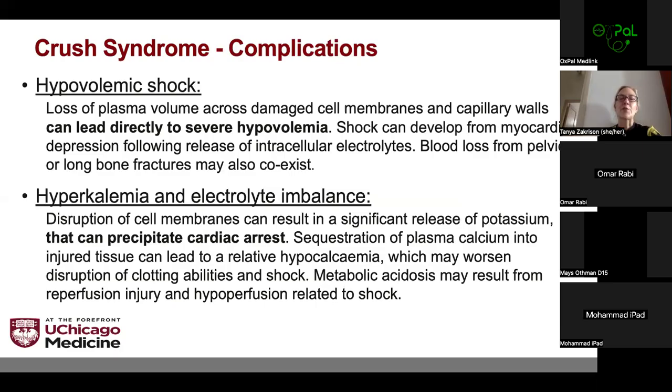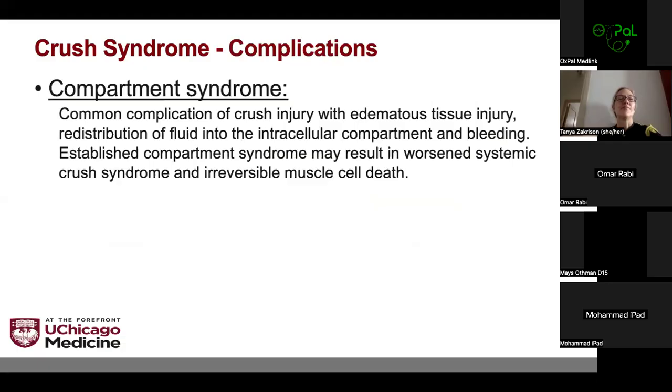When we have sequestration of plasma calcium into the injured tissues, you can also get a relative hypocalcemia. That doesn't help me with my clotting abilities, and it doesn't help me with shock. And you're going to have a huge metabolic acidosis as well. Compartment syndrome is also a problem because of the crush injury. So you can lose the entire viability of all the muscles in specific compartments with that. So that is important. We'll talk about this as well.